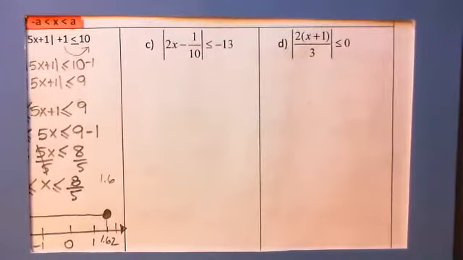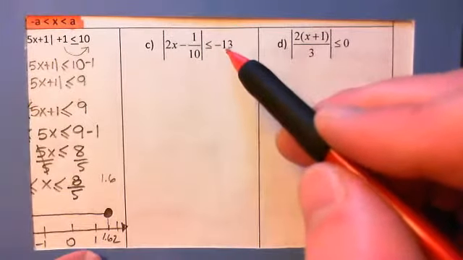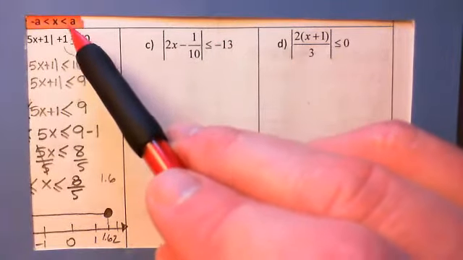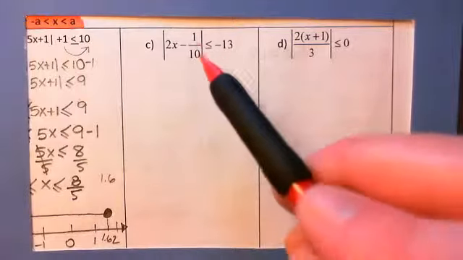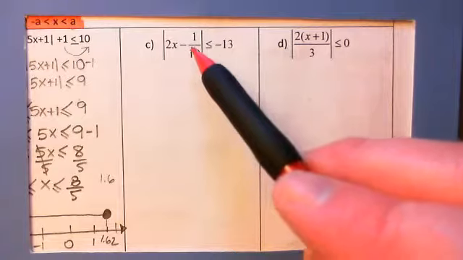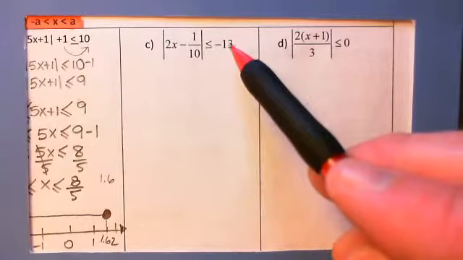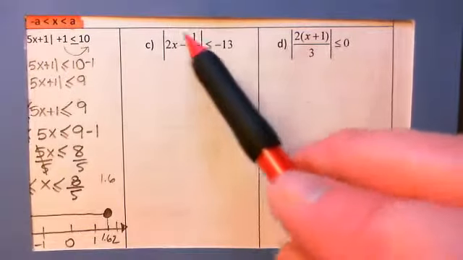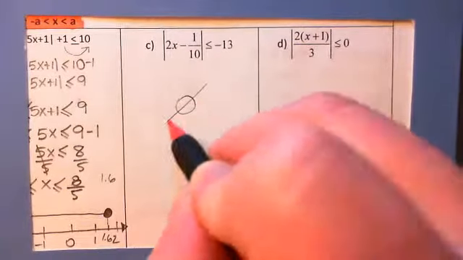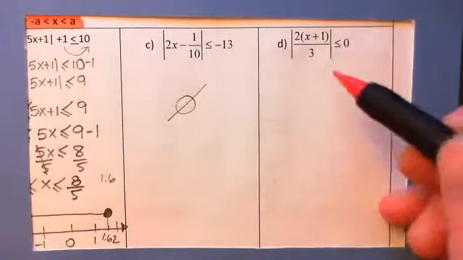The next one says this absolute value is less than or equal to negative 13. On this problem, before we start applying the property that we learned, let's think about this for a second. The absolute value of anything is a positive number. And a positive number is always going to be greater than a negative number. So can this be possible? Can an absolute value be less than a negative number? No, it's not possible. So guess what? It's no solution. It's impossible. Alright, let's go to the next one.